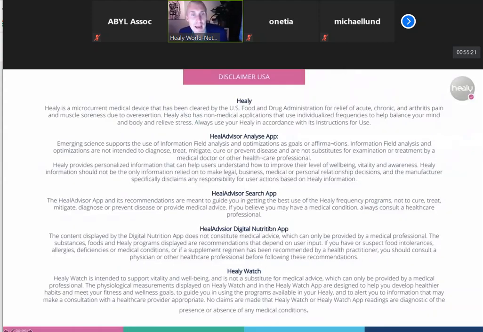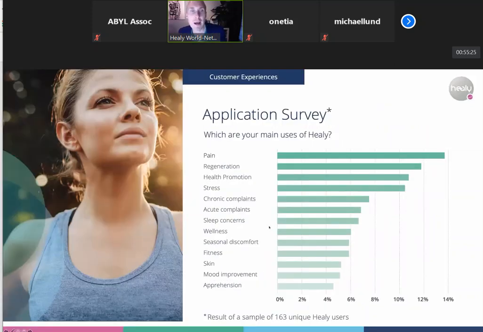So with these apps, of course, there's a disclaimer, but we're not going deep into that right now. They did surveys and they asked, where are you using the Healy for in general? Most people do it for pain, then comes regeneration, and then comes prevention, so health promotion.